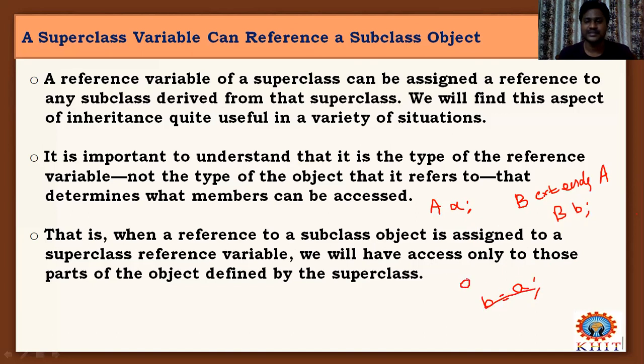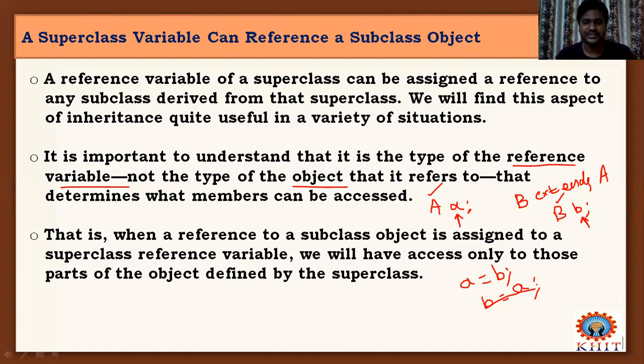Or you can assign the subclass reference to the superclass reference like this. Here it is important to understand that it is the type of the reference variable, and not the type of the object that it refers to, that matters. We are looking at the type of the reference variable, that is the class type. So A is a reference variable of class type A, and B is a reference variable of class type B.